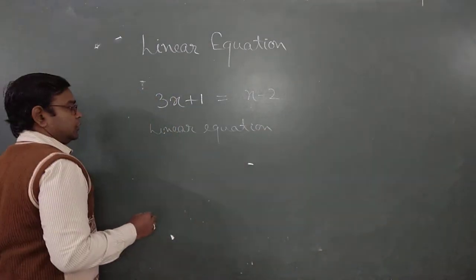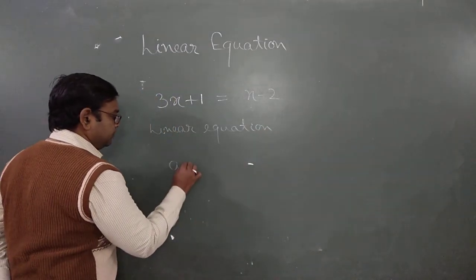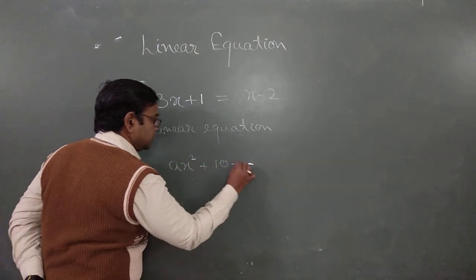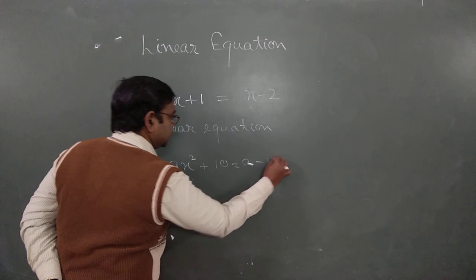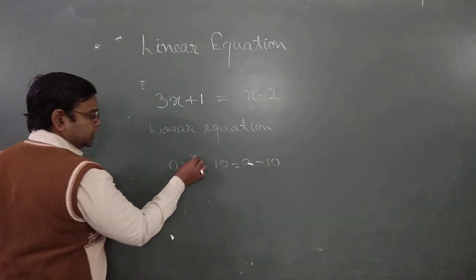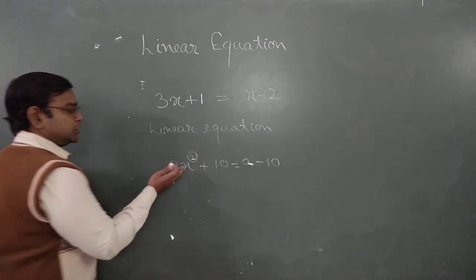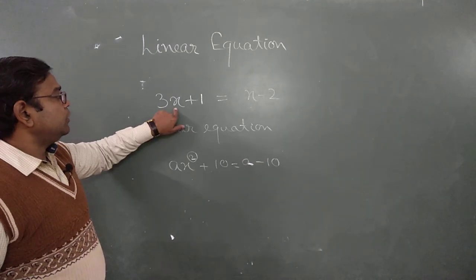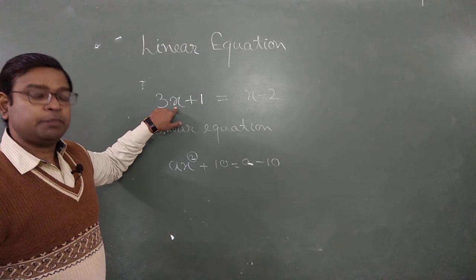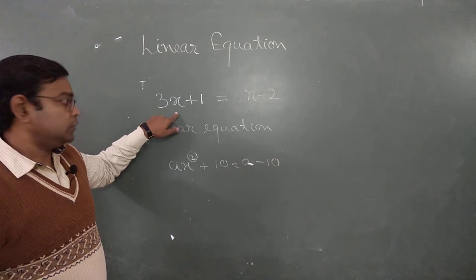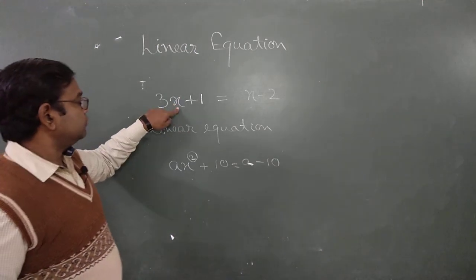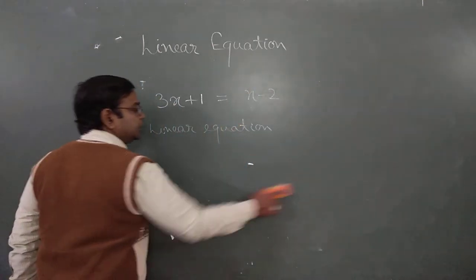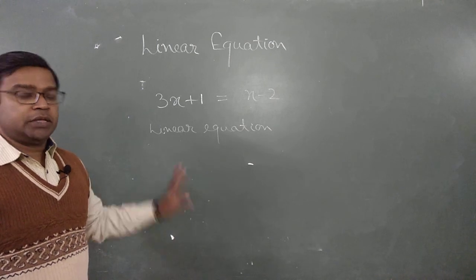Clear? Expressions may be of any form. If it says ax square plus 10 equals a minus 10, in this case the variable is x square, so this is not a linear equation. In a linear equation, the variable has only power 1, meaning x to the power 1 is hidden. So it is known as a linear equation. Hope this is clear.